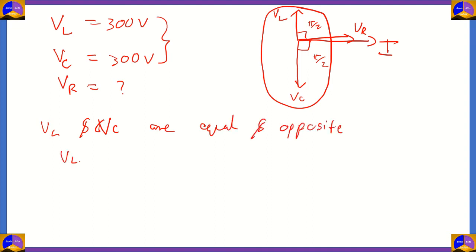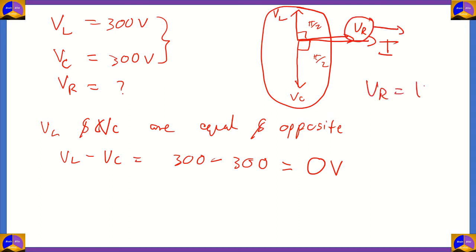So therefore, VL minus VC is equal to 300 minus 300, which is equal to 0. So both of these components cancel each other out. So therefore, the amount of VR will be equal to the total voltage in the circuit. So VR is equal to 220 volts.